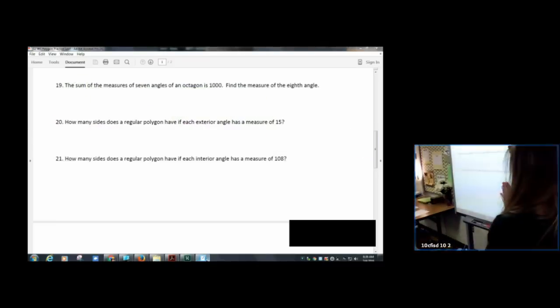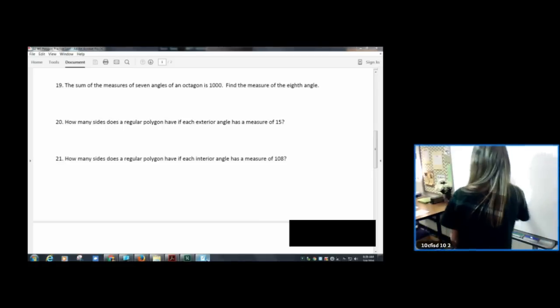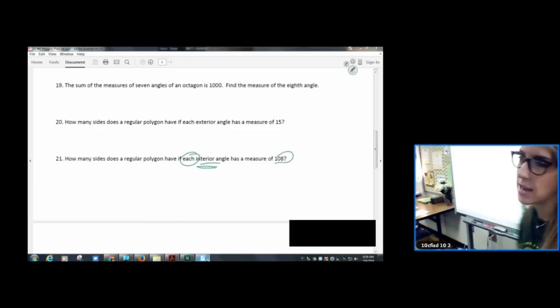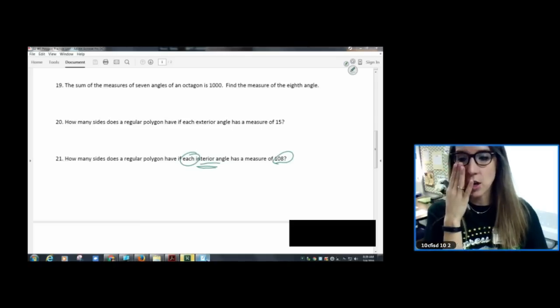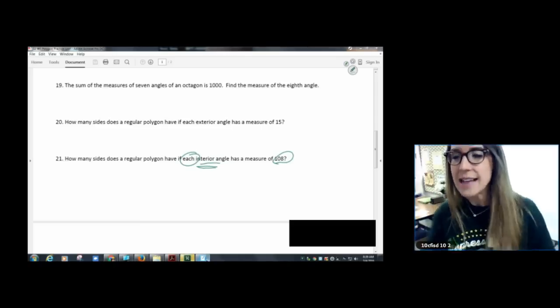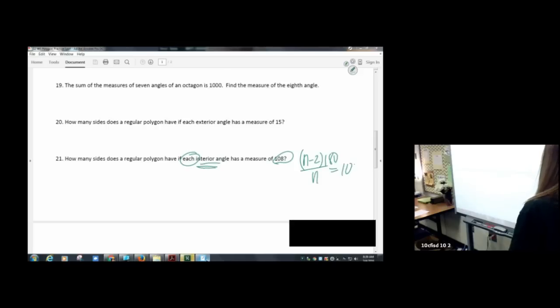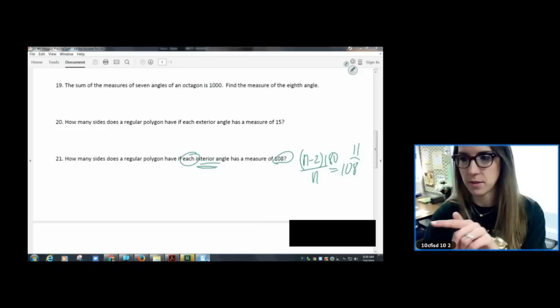21, here we go. How many sides does a regular polygon have if each interior angle has a measure of 108? This is the one yesterday that I taught you a trick for. Remember? I said that this is kind of miserable. Kind of miserable. That's my unhappy face right there.